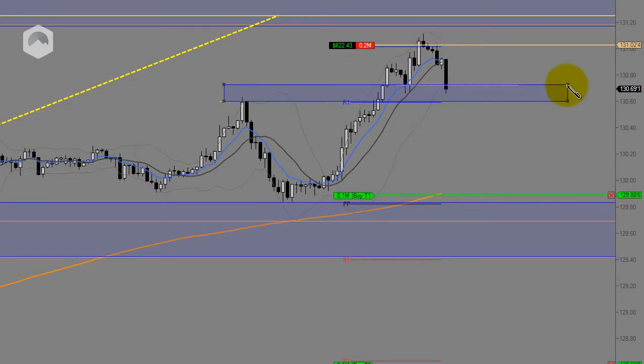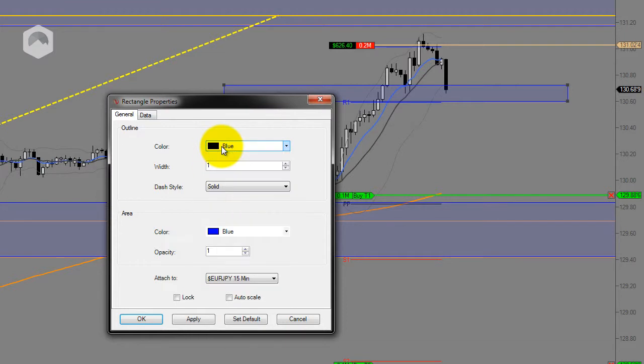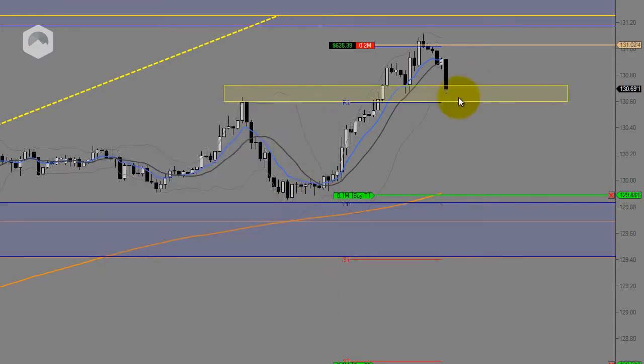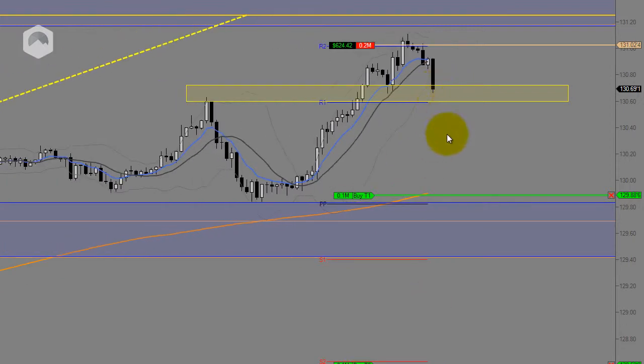We want to see the market come by and pass by this zone. So let's turn this yellow because it's just cautionary. And what we want to see is this market make a new candle within this zone, hopefully below the close of this candle, and then start to swing downwards.